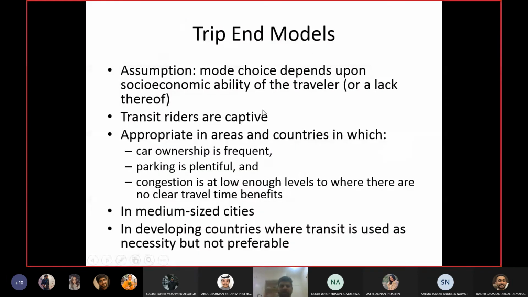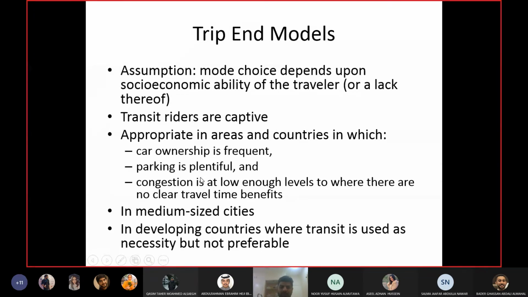Now where can we apply these trip end models? Trip end models can be applied where car ownership is very frequent, like in Bahrain. Almost everybody has a car. So the person who doesn't have a car cannot afford one, and then for that person, the transit, he is a captive rider. Because then he will only go with other modes. Parking is plentiful. So if you have a car and you have enough parking, then who can stop you from using the car, right? And congestion level is low.